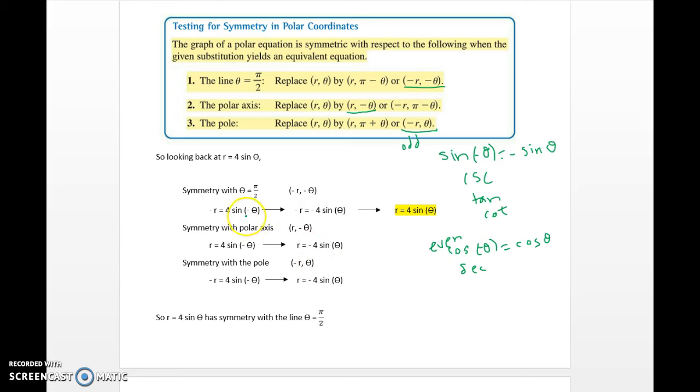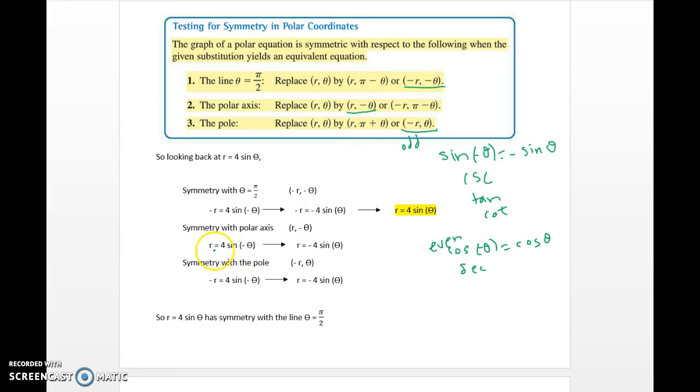So 4 sine negative theta becomes negative 4 sine theta, and then I can divide out these negative ones from both sides, and you get r equals 4 sine theta, which is the original equation. So we know we have symmetry about the line theta equals pi over 2. We can check the other two just for fun, but we know we will not have symmetry about the other two because we already found our symmetry.